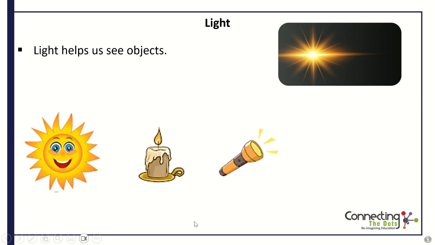So in this figure, you can see various sources of light. Can you name some sources of light? Yes, the sun is an example of a source of light. A candle is another example of a source of light. And then you can see that a torch is another example. So sun, candle, torch are some of the examples of sources of light. Can you name other sources of light? Yes, a star is an example of a source of light. An electric bulb is another example. So these objects emit light and we are able to see the objects around us with the help of light.